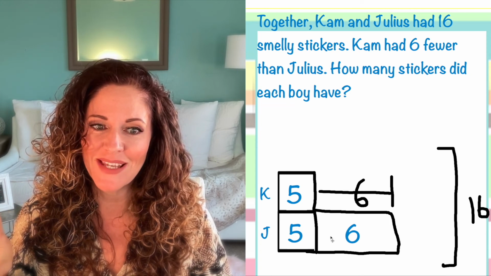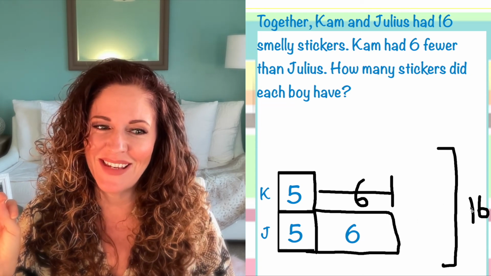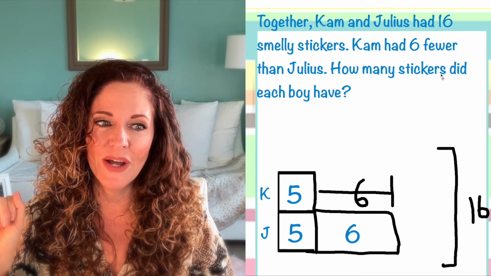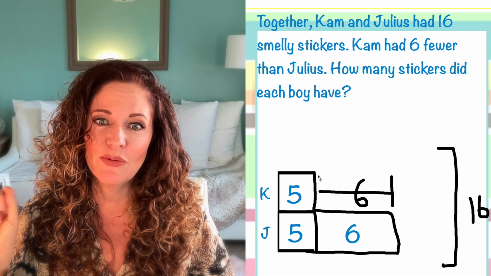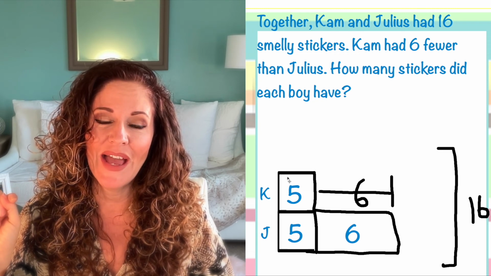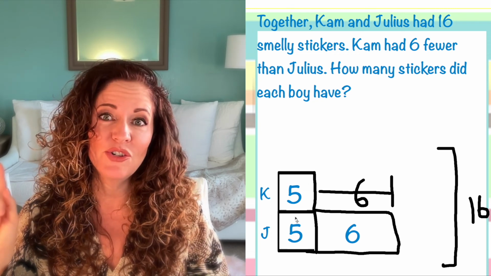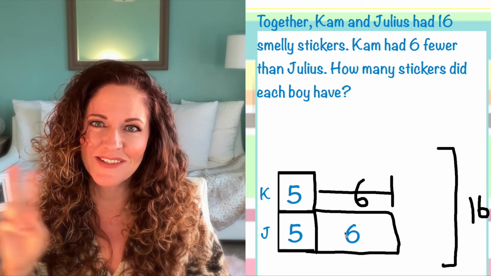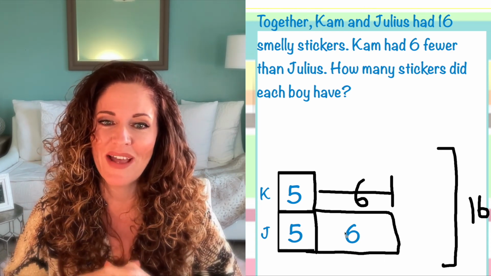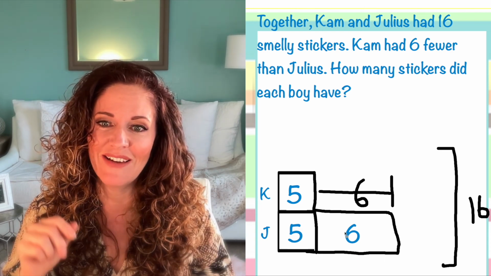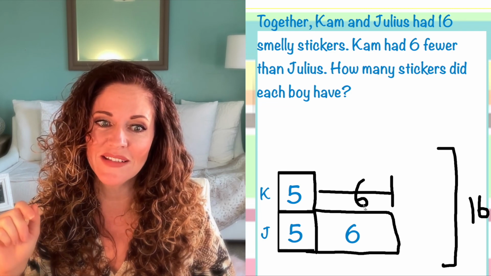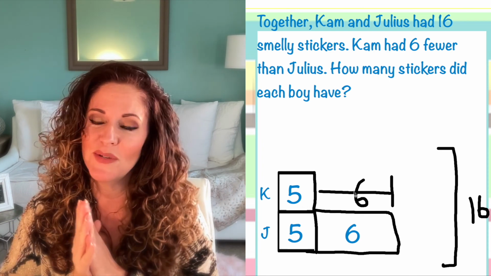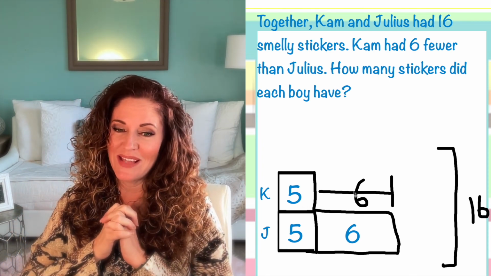5 plus 5 gives me 10. 10 plus 6 more gives me 16. So that's how I can check to make sure my answer is correct. So each boy, my question in the problem is how many stickers did each boy have? So Cam had 5 stickers. Julius had 5 plus 6 or 11 stickers. So my answer actually has 2 answers. Cam had 5 stickers and Julius had 11. Notice that 6 does not really exist for adding in my problem. That just lets me know the difference between how many Cam has and how many Julius has.